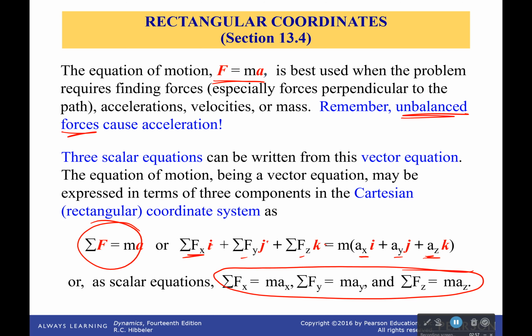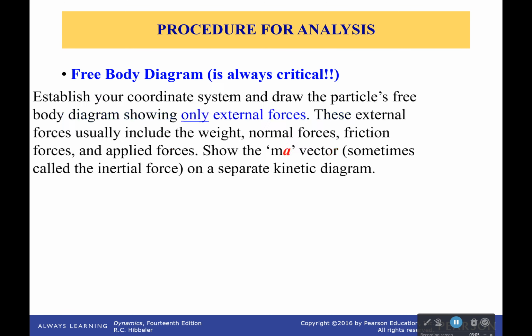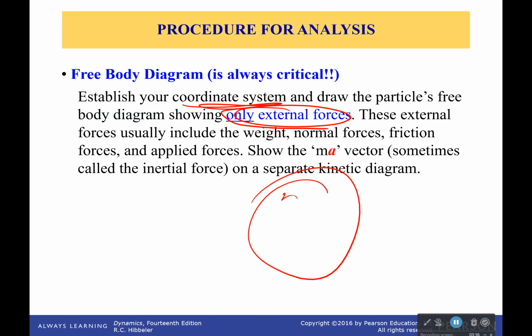Now, at any particular point in time, this will be true. So how would we solve these kinds of problems? Well, first thing you're going to do is draw a free body diagram. It's always critical. You're going to establish your coordinate system and then draw that particle's free body diagram showing only the external forces. Remember, we don't show internal forces. If it's a big ball of gas, you don't talk about how all those gases are bumping into each other. That doesn't matter. Then you have to include things like the weight, or normal forces, friction, applied forces, and you want to show where it's going to be going. Because this is going to be helpful as a sanity check.